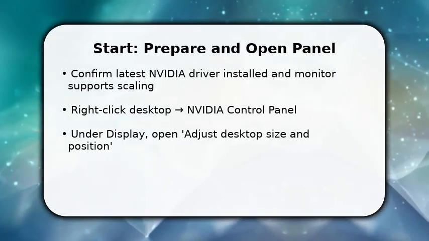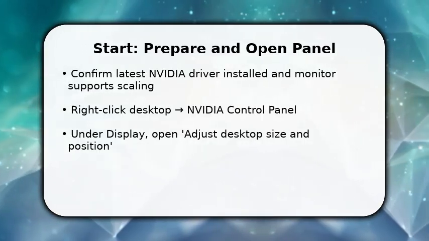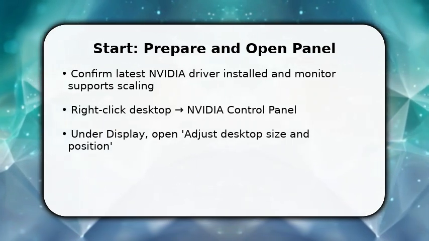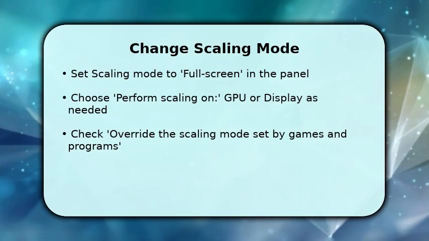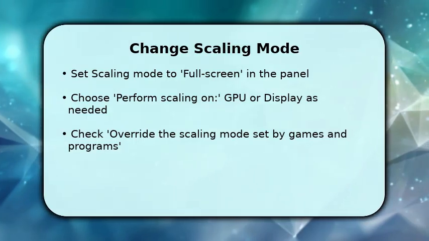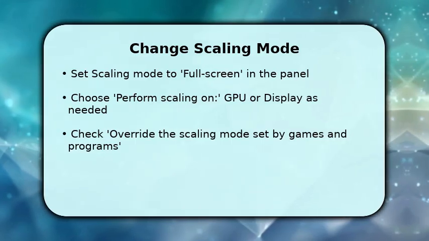screen. Once in that dialog, move to the next settings group to change scaling mode from aspect ratio to full screen. Now you change the core setting. Set scaling mode to full screen. Make sure to pick where scaling is performed. GPU usually forces correct scaling for older games. Display can reduce GPU load.